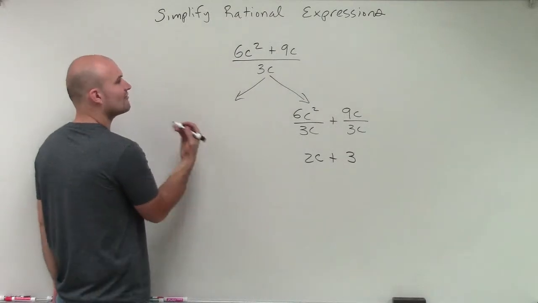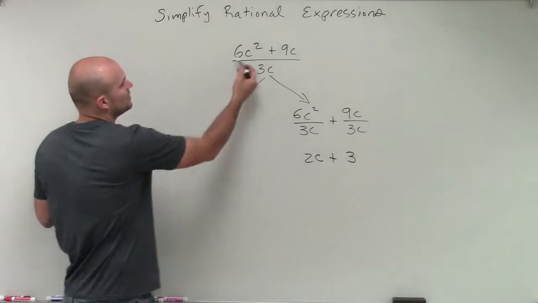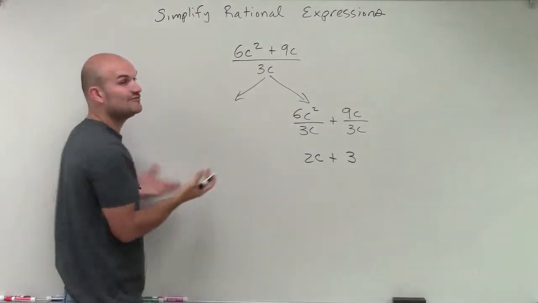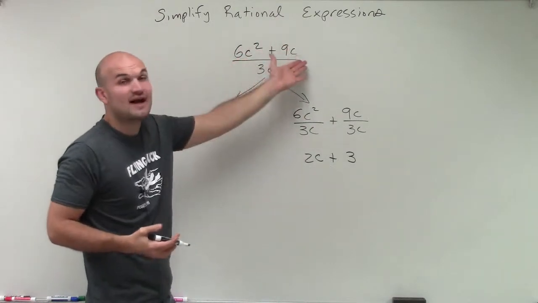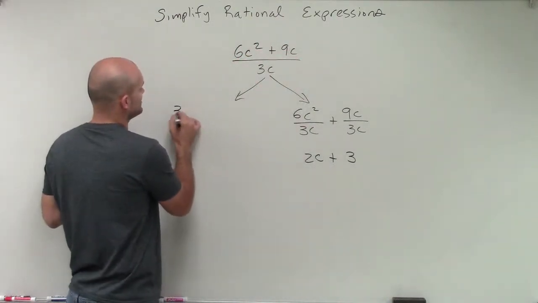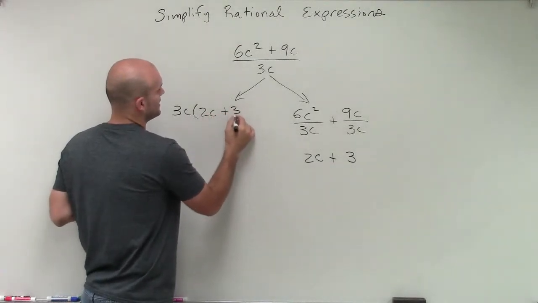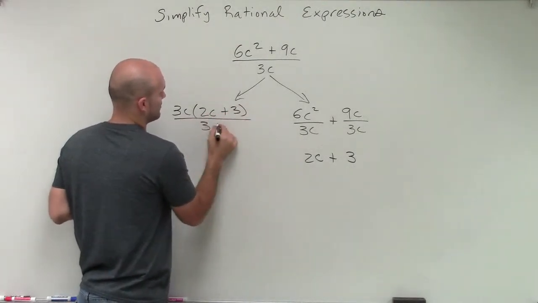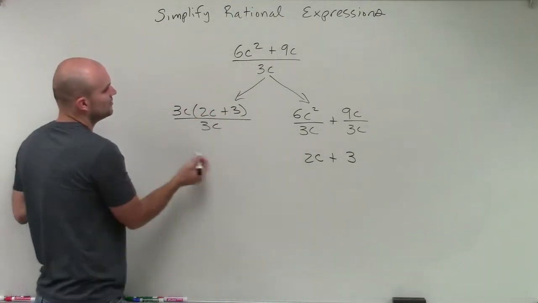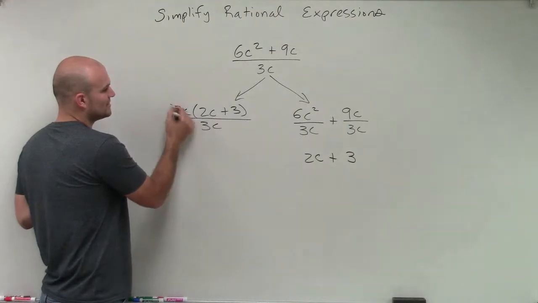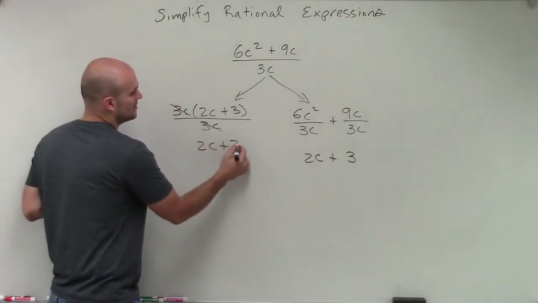Well, we also talked about factoring. Remember, we can always look at how we can factor out a problem. And you notice in my numerator, I can factor out a 3c. That's the common factor of my two terms. So if I factored out a 3c, I'd be left with 2c plus 3, divided by 3c. Now, I don't have to separate my two numerators, but what you could do is say, oh, well, now my 3c divides into 3c, which gives me 1, and then I'm just left with 2c plus 3.